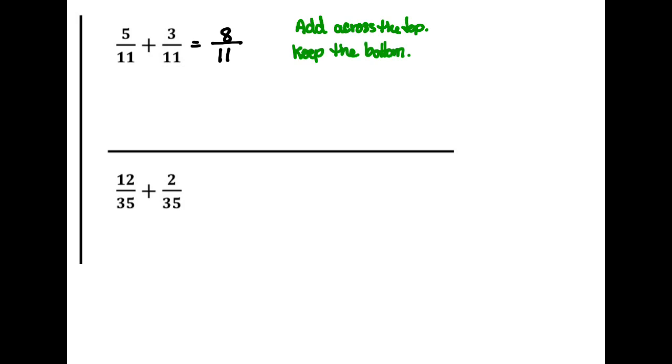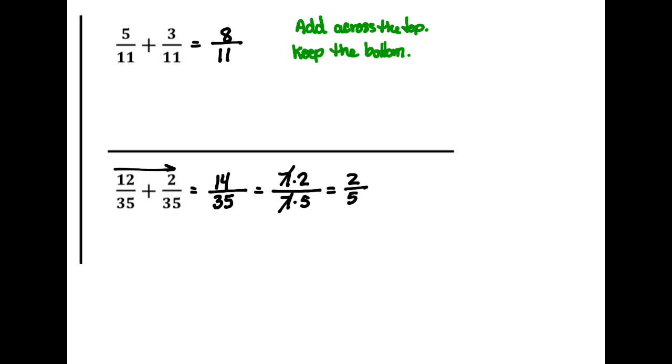Okay, so with that in mind, across the bottom on the second problem here, we're going to leave the 35. Now across the top, we're going to add 12 and 2 and get 14. Okay, the only difference with this one and the 8/11 one is 14/35 can reduce. It can simplify because 7 goes into both 14 and 35. Okay, so then the 7's cancel, and the final fraction answer is 2/5.